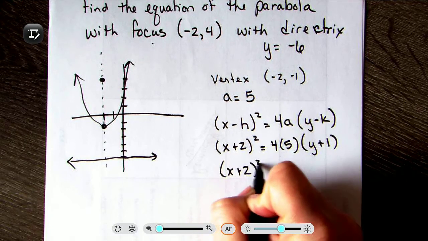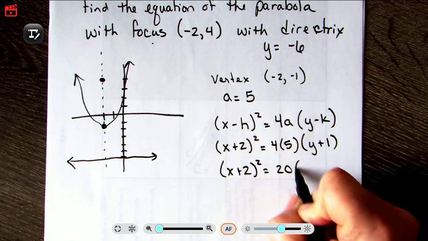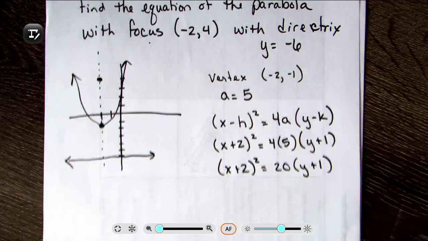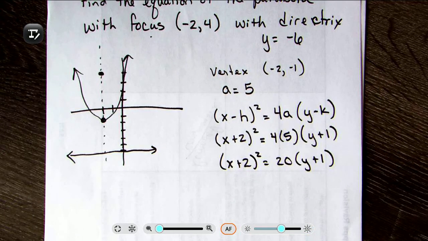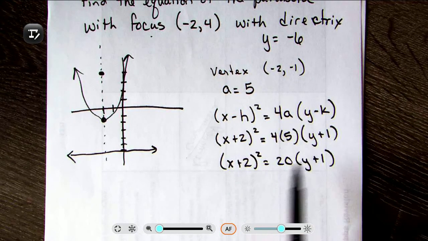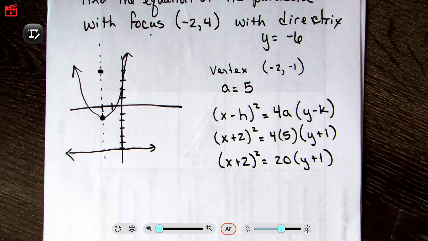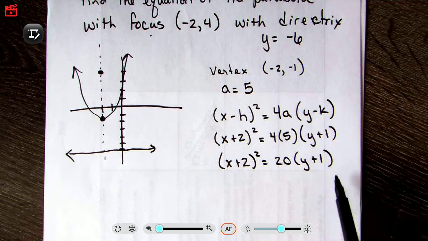Depending on what form they want it in, you may have to multiply this stuff out, like get it equal to, say, y equals, with everything with x's on one side. So you might have to FOIL this out, distribute, combine like terms, and the whole nine yards. Depending on what form they want the answer in, you might still have some work to do.